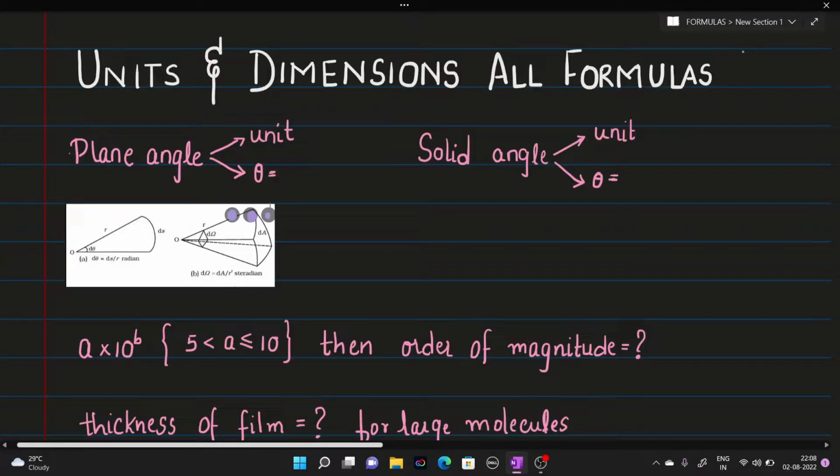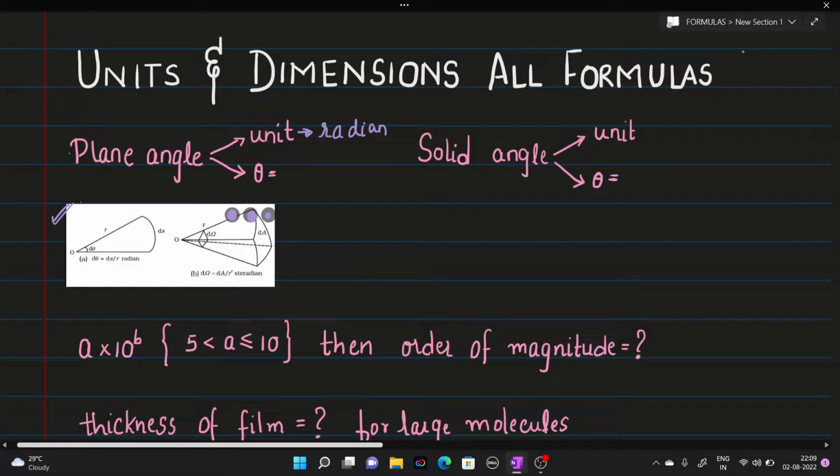Today we are going to discuss all the formulas which are present in the chapter of units and dimensions. Each and every topic related to vernier caliper, plane angle, solid angle, even the values of astronomical units also are going to be discussed. So first we are going to see plane angle. The diagrams are given from NCERT for reference purpose. So the unit for plane angle is said to be radian.